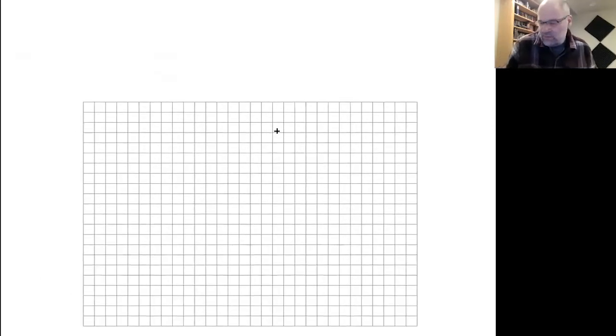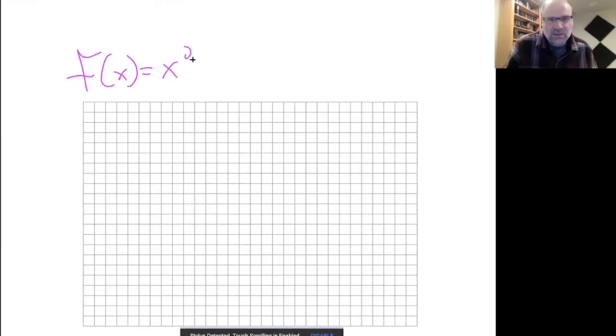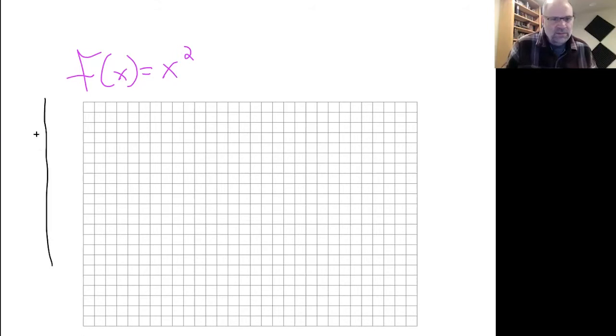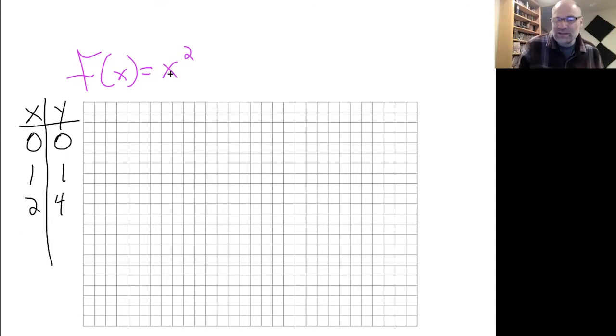If I wanted to graph the function f of x equals x squared, let's just try doing some xy values, just like we always do. Let's try x's and y's. When x is 0, y is 0. When x is 1, y is 1. When x is 2, y is 4. Do you see how I'm getting these numbers? Just plugging in 2 right here. 2 squared is 4. Plug in 3 and you get 3 squared is 9. Plug in 4 and you get 16, and then it keeps going.